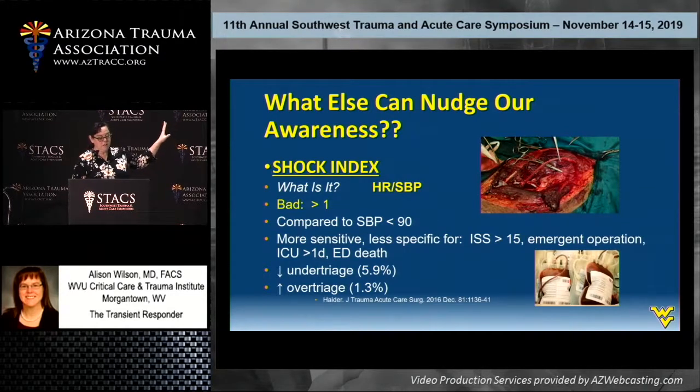More sensitive, but less specific. And that's okay, because what we want is to be aware, and then find the bleeding. It was associated with these other markers as well. Some people ask, can you start over-triaging patients? Maybe, but that's okay. It's what you want to do. You want to decrease your under-triage. And by adding shock index, this center was able to decrease their under-triage rates. So I encourage you to think about it.